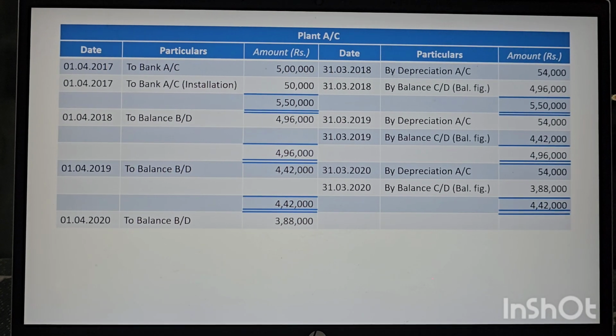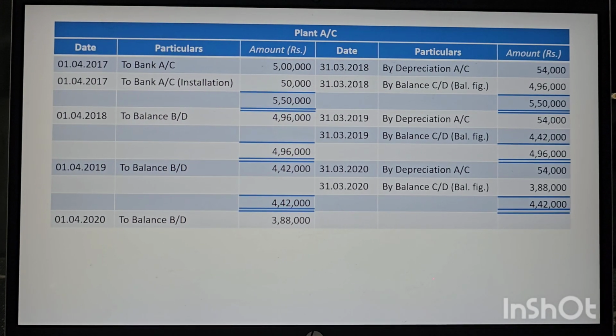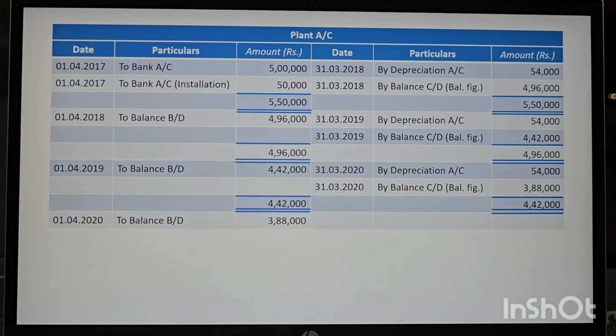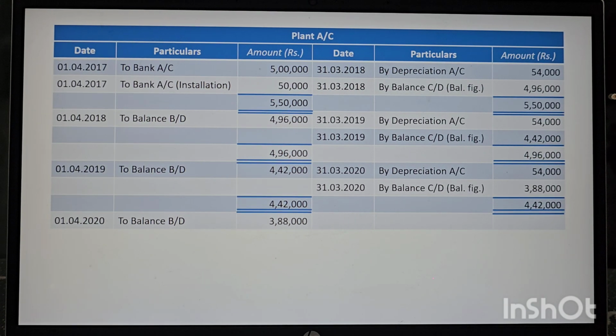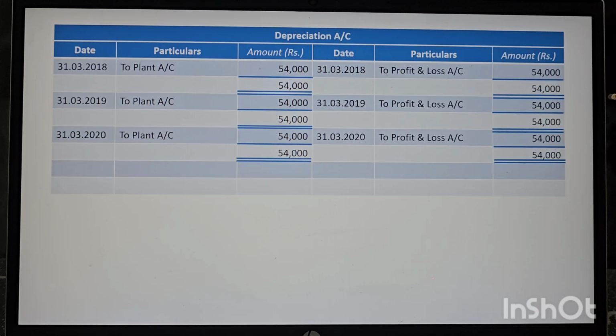Now the closing balance as on 31st of March 2018 will be the opening balance for 1st of April 2018. So this is where the amount of 4,96,000 is being transferred as the opening balance of the plant account as 4,96,000.